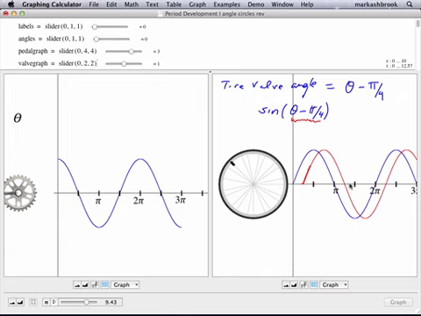Okay, so I want you to start with number 3, page 297.